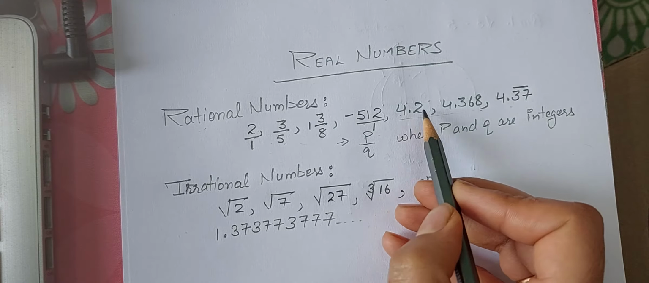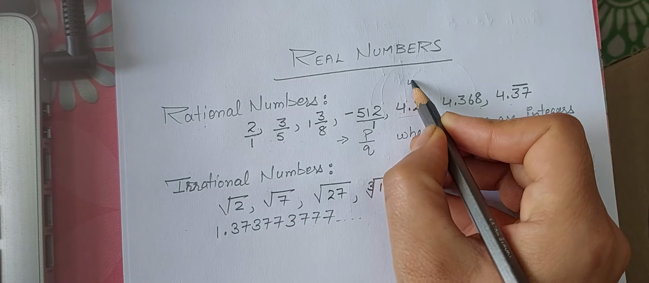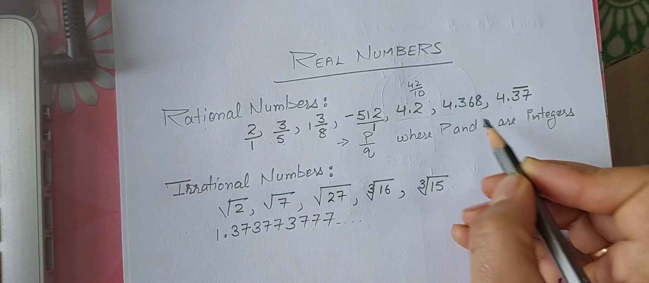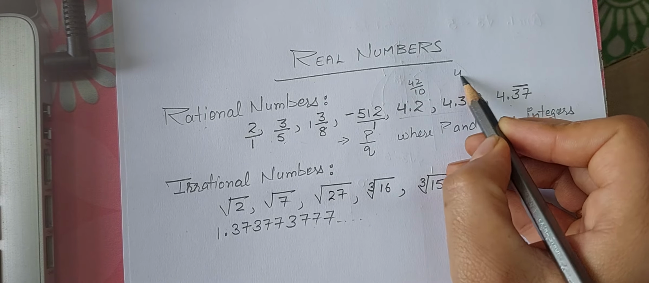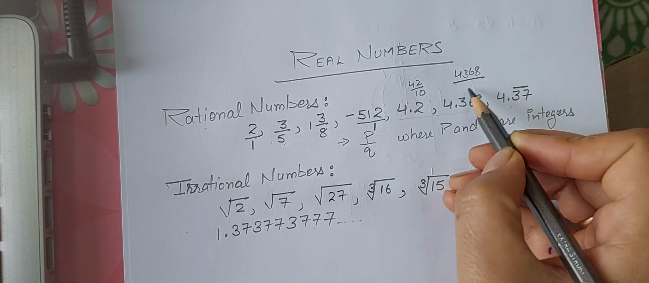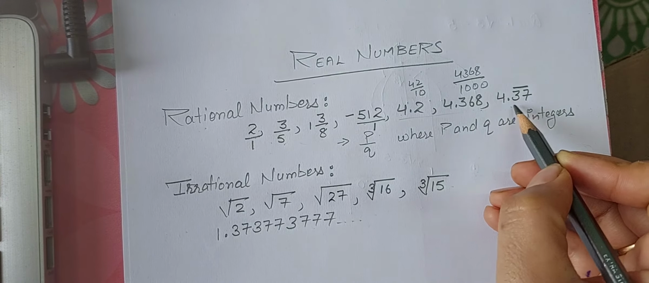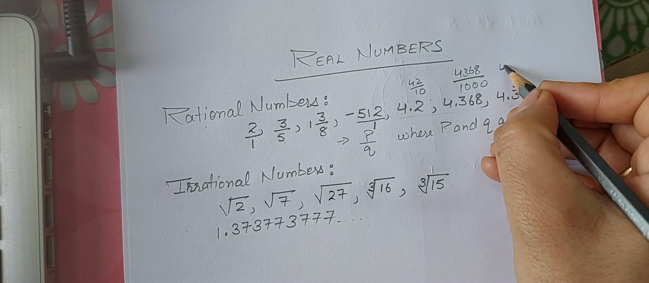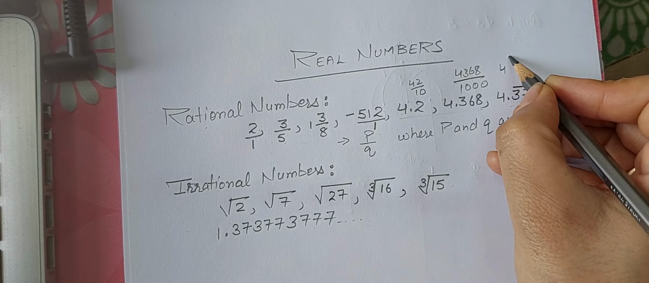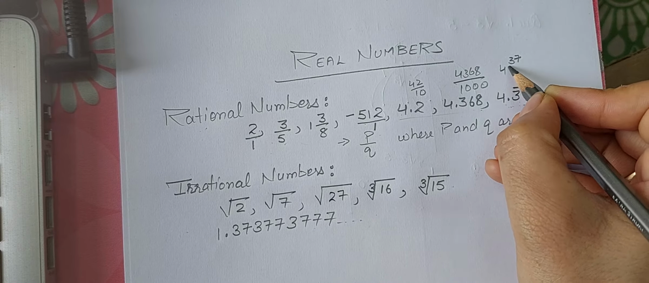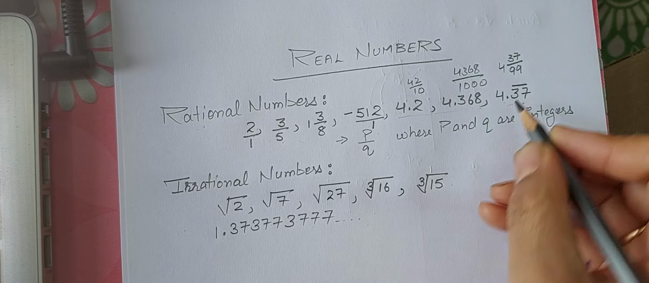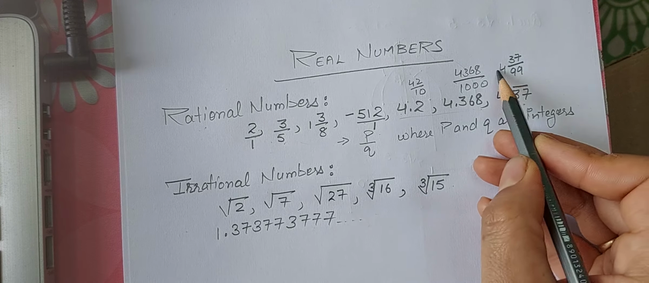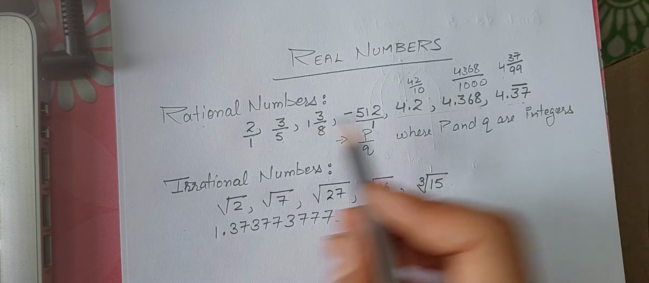This is 4.2, which can be expressed as 42 over 10. Similarly, this terminating decimal can also be expressed in P upon Q form, and we also have a technique to convert this into a fraction. So the vulgar fraction for this is this. We have learnt about it. You can now convert this into an improper fraction.